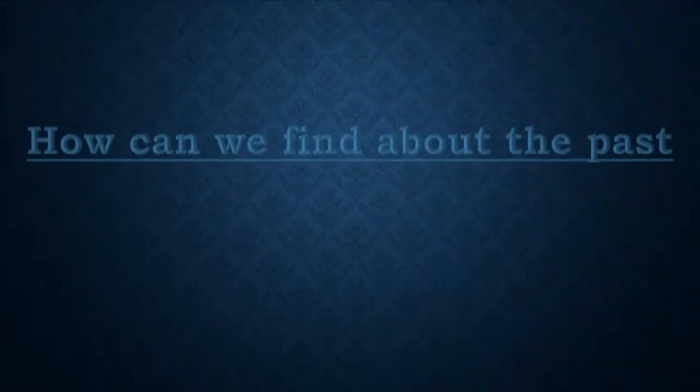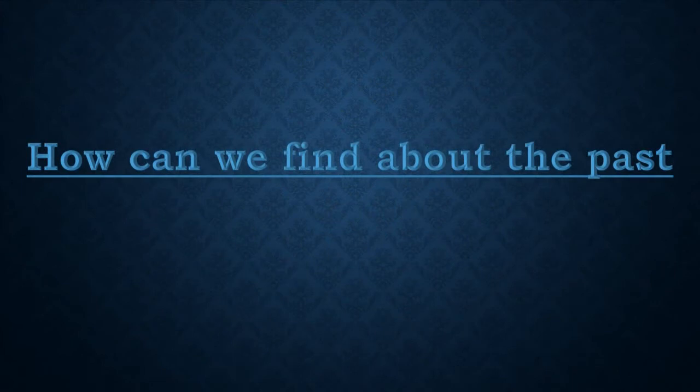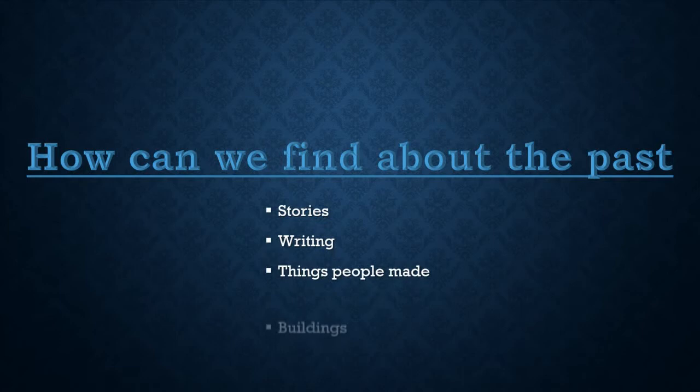How can we find out about the past? We can find out about the past in 4 different ways. For example, we can find through stories, writing, things people made, or buildings.